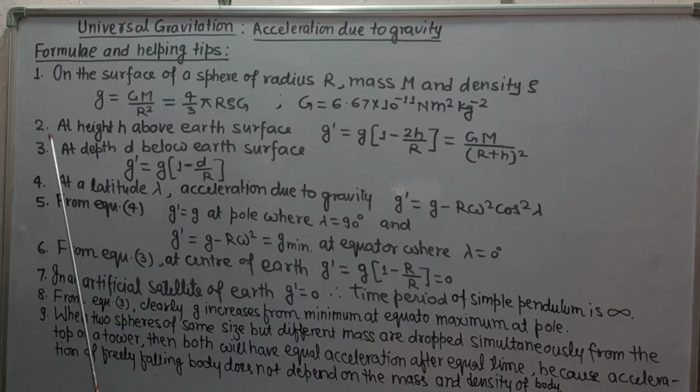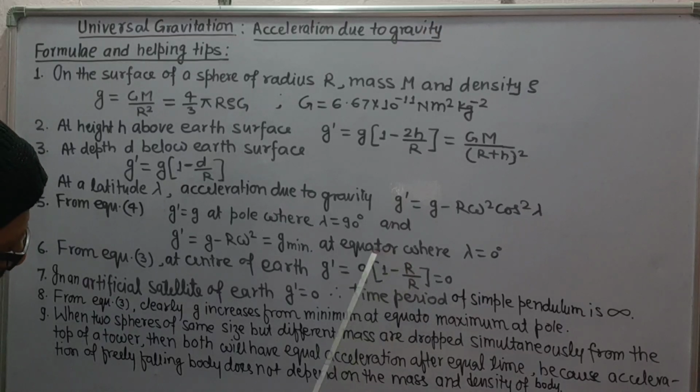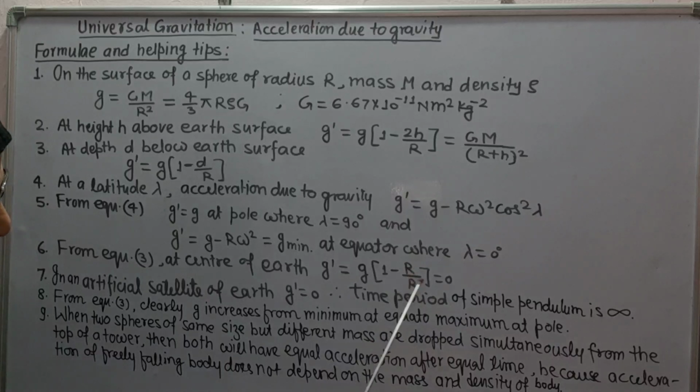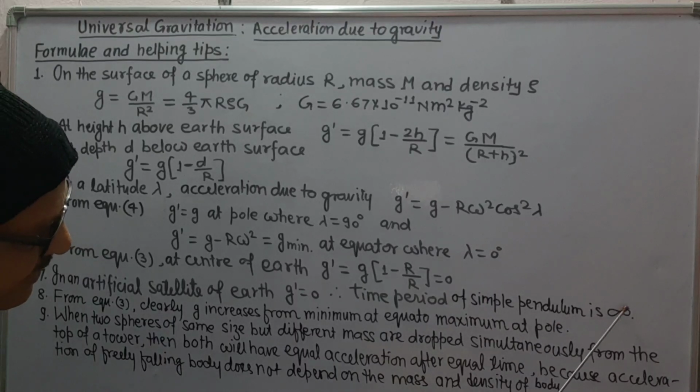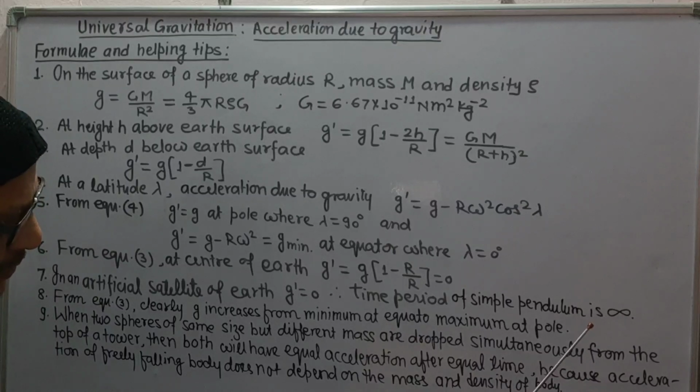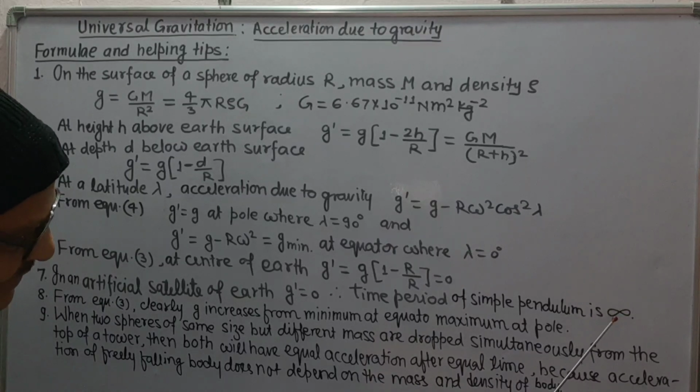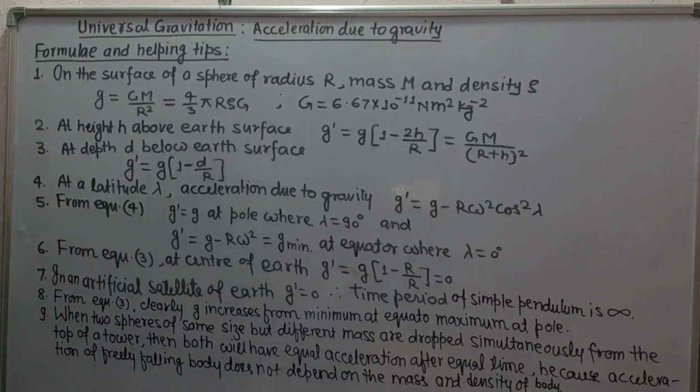Also from equation 3, at the center of Earth d becomes equal to R, so g dash will be equal to g into (1 minus R/R), which is 0. In an artificial satellite of Earth, acceleration due to gravity g dash is 0, therefore the time period of a simple pendulum in the satellite, 2π under root L by g, gives infinite.